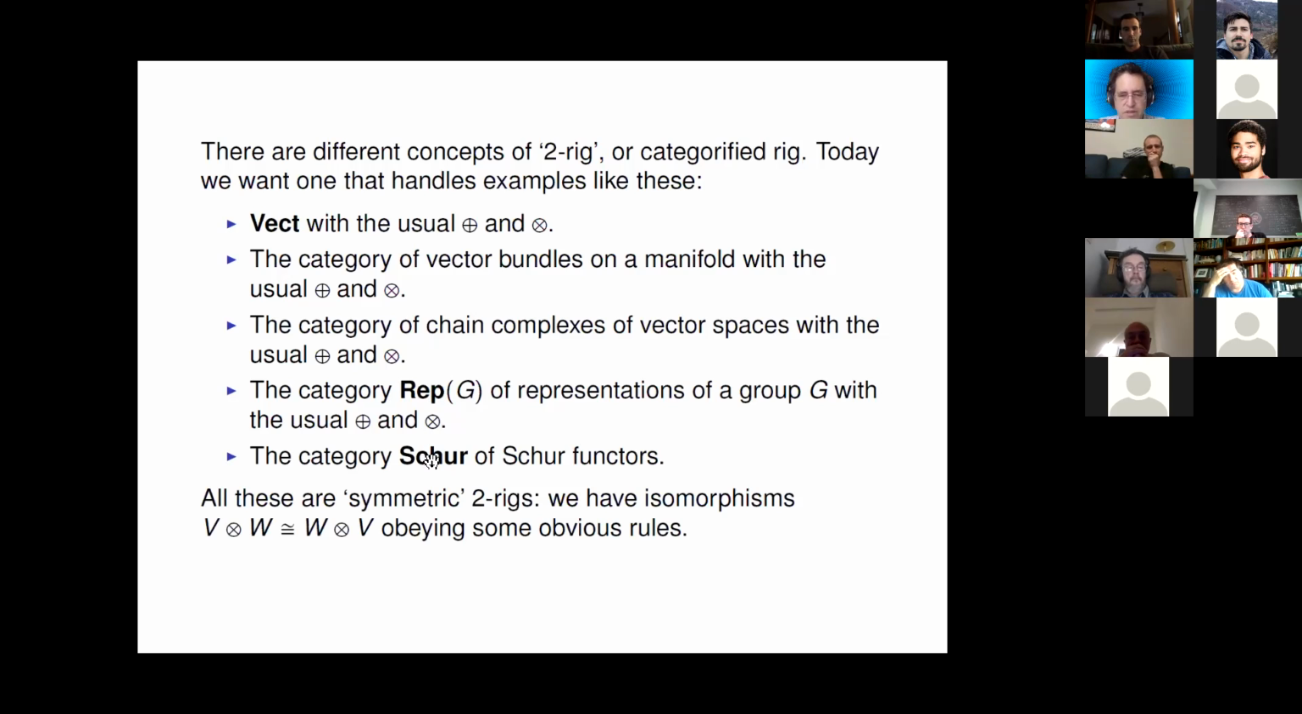And this category Schur that I've just hinted at is going to be a 2-rig, and a very special 2-rig. All these examples here are what are called symmetric 2-rigs. That is, they have something like the commutative law for multiplication going on. V tensor W is isomorphic to W tensor V. Not every ring is commutative, and not every rig is commutative. Not every 2-rig is symmetric, but we're going to focus on the ones where this commutative law holds up to isomorphism. So the word for that is symmetric.